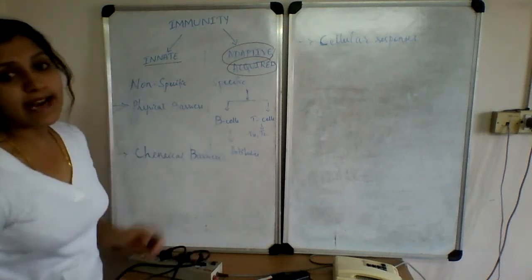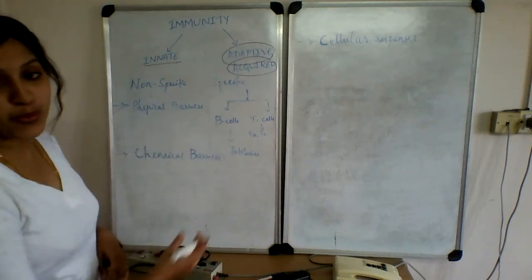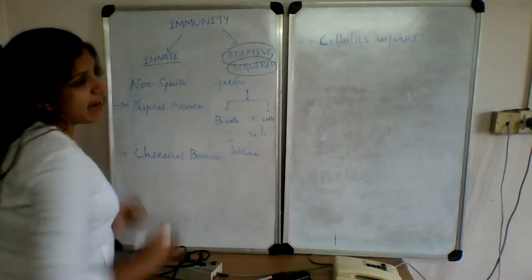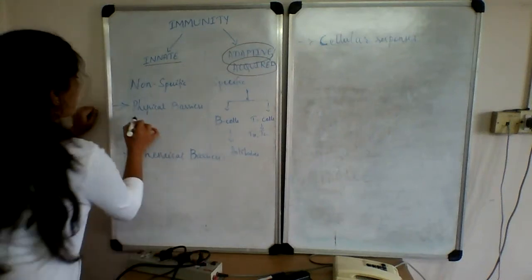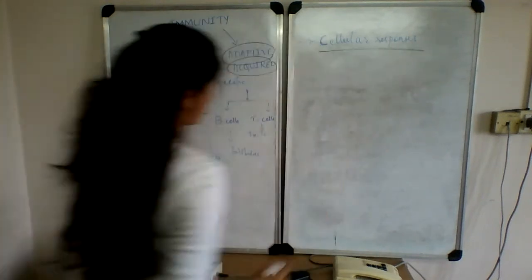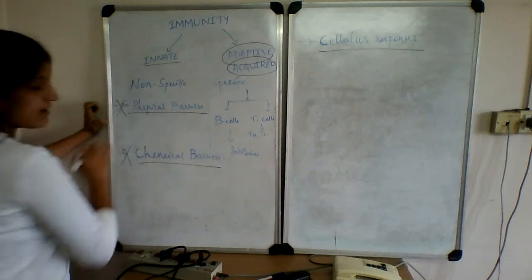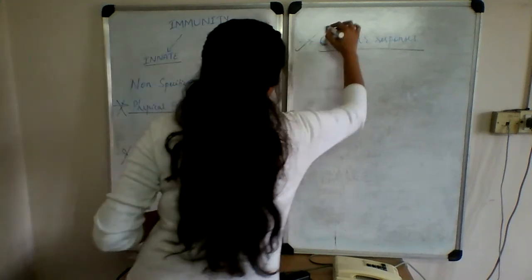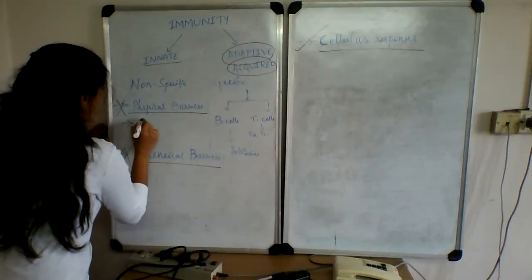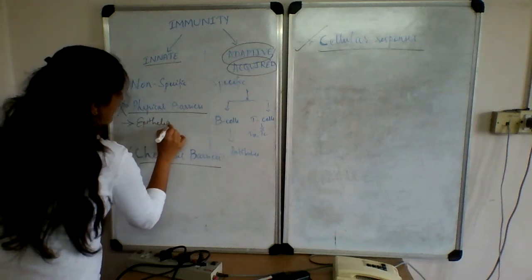How exactly is the body designed in order to prevent microbial entrance? There are physical barriers, chemical barriers, and cellular responses. If the physical barrier fails and the chemical barrier fails, then we go to cellular responses. So what exactly is a physical barrier? The epithelial layer of skin.